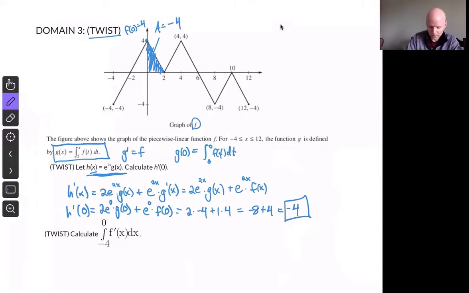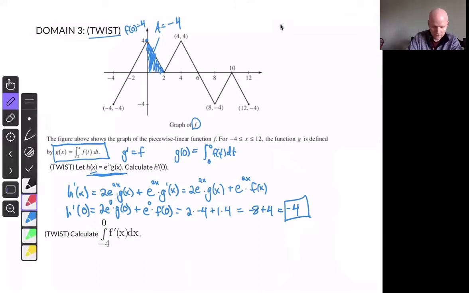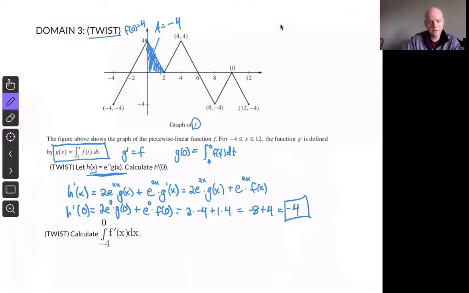So, okay, then our second twist problem, we want to calculate this integral right here, the integral from -4 to 0 of f prime of x dx. This is another abstract calculating problem, one that I fully expect to be on this year's AP test. Recall that in order to calculate an integral, you need to either find the area or antiderive and plug in points.